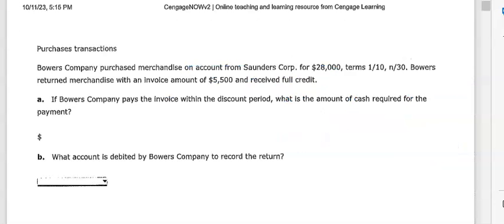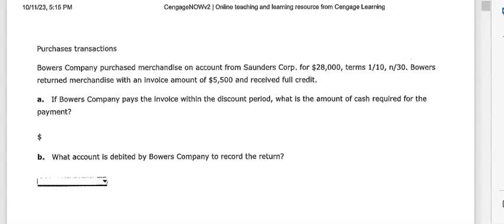So this is practicing our purchase transaction. In the merchandising chapter, we're either purchasing, which means we're buying inventory, or we're selling, which means that we're selling inventory. So in this one, we're buying inventory. It says Bowers Company purchased merchandise on account from Saunders Corp for $28,000. The terms are 1/10, net 30. All right, so let's just look at that part first.